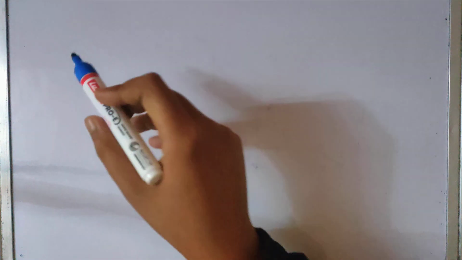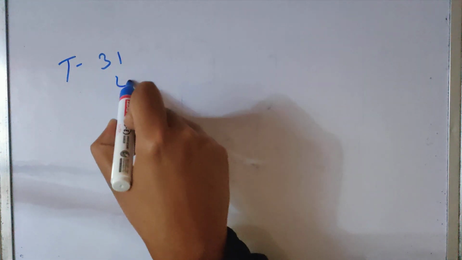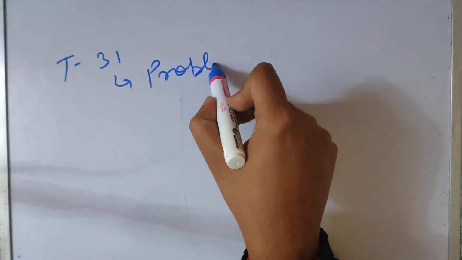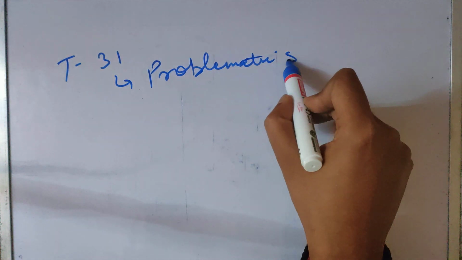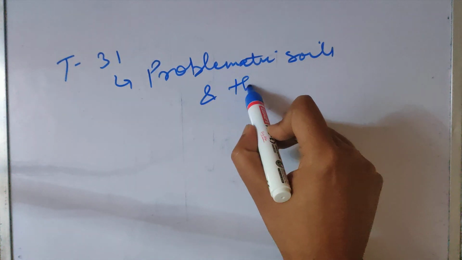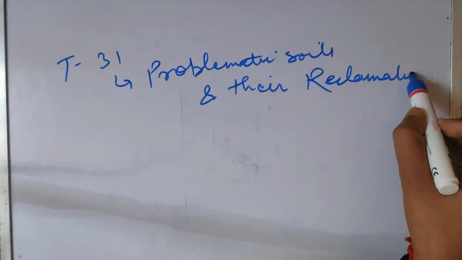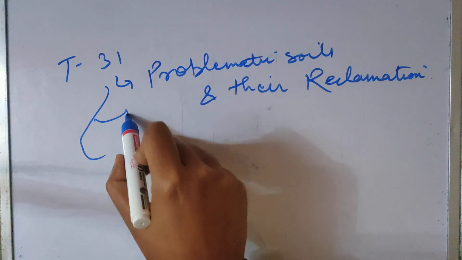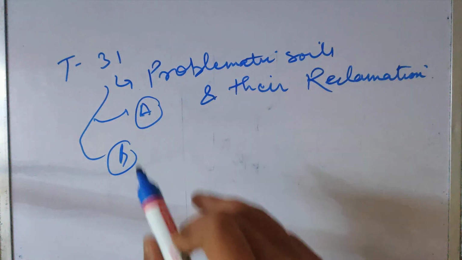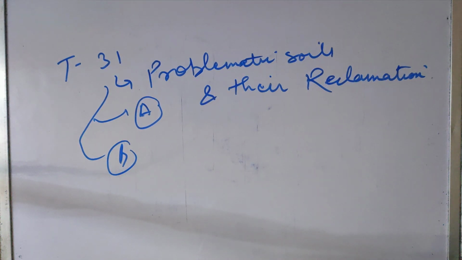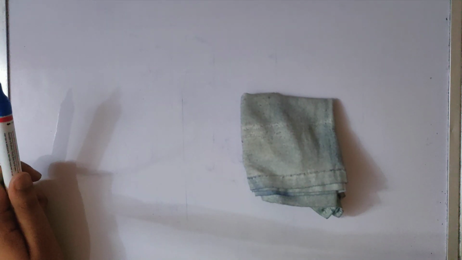So today we are going to do topic 31, that is problematic soils and their reclamation. So we are going to divide topic 31 into topic 31A and B, and today we are going to do topic 31A. The first topic is, what is problematic soil?